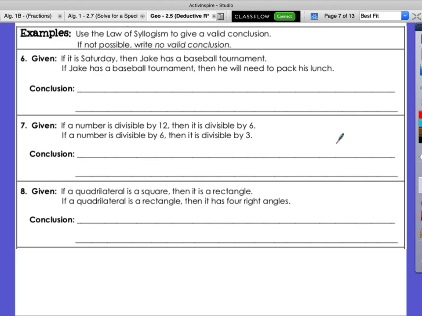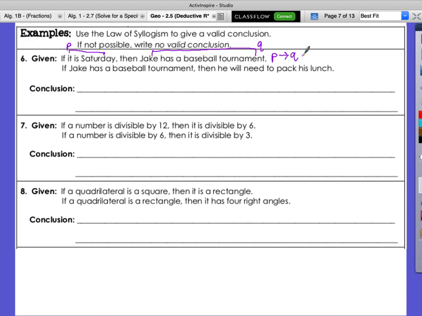So, we're given these two conditional statements. We're going to break them apart just like we did before. If it is Saturday, then Jake has a baseball tournament. Okay, it is Saturday. What is that letter? That is P. It's going to be our P, our first hypothesis. Then, Jake has a baseball tournament would be what? Q, our conclusion. So we go if P, then Q. And once again, I think it's really helpful for us to label it. So I'm going to ask that everyone does that right now. Okay? So Kale, please go ahead and do that.